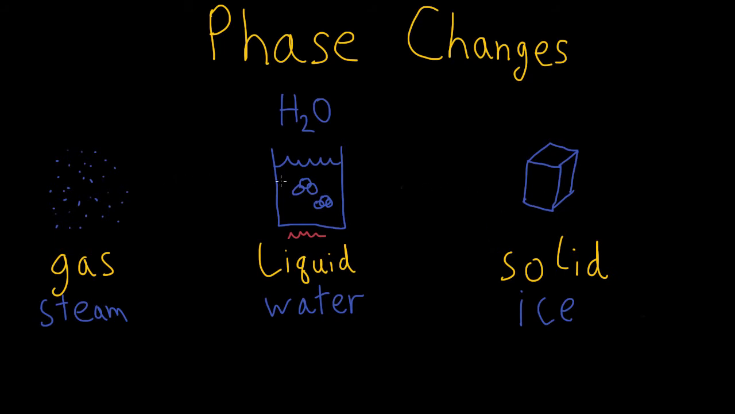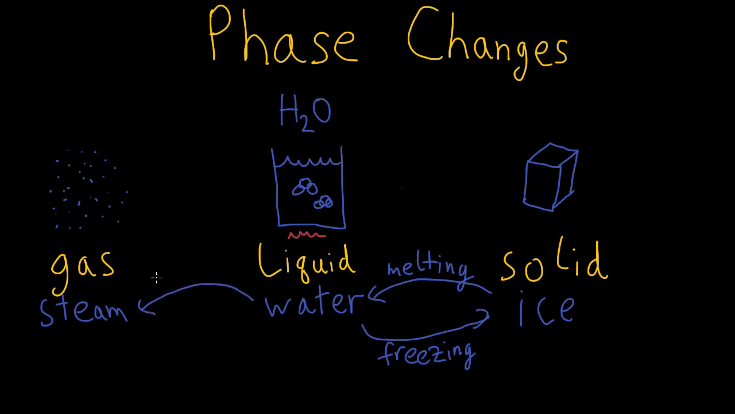So when water becomes ice, we know that that's called freezing. And when ice becomes water, that's called melting. So these are the names for these phase changes. Now what about over here? When water turns into steam, that's called evaporating, evaporation, or evaporating.